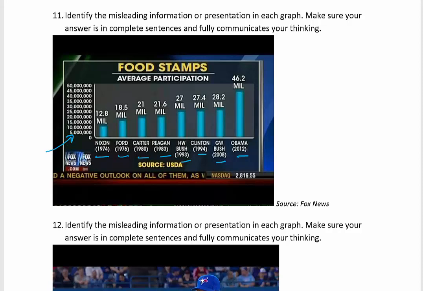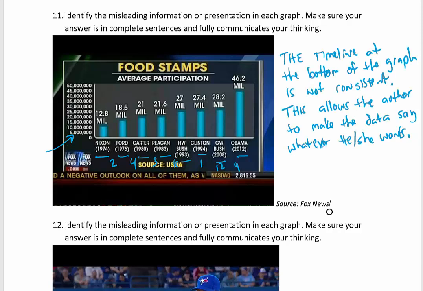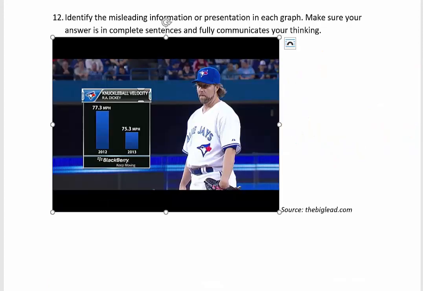So notice there's 2 years of difference here between 74 and 76, then 4 years, then 3 years, then 10 years, then 1 year, and then we're going 12 years, and then 4 years. So you can see this is clearly just cherry-picked data. And so we would say, okay, the timeline at the bottom of the graph is not consistent. This allows the author to make the data say whatever he or she wants.